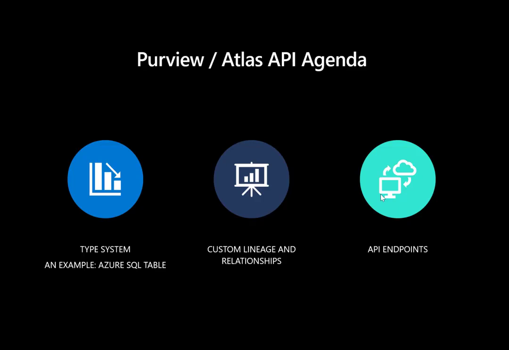In this presentation, we will start with the type system and go through an example that's probably very relevant to most people, an Azure SQL table. That'll give us a grounding inside of the Azure Purview type system. Next, we're going to see creating our own custom types and entities, as well as creating custom lineage and relationships, like, for example, assigning a glossary term to a particular asset. And throughout the entire presentation, we'll be referencing the individual API endpoints that you can use to actually implement some of this yourself.